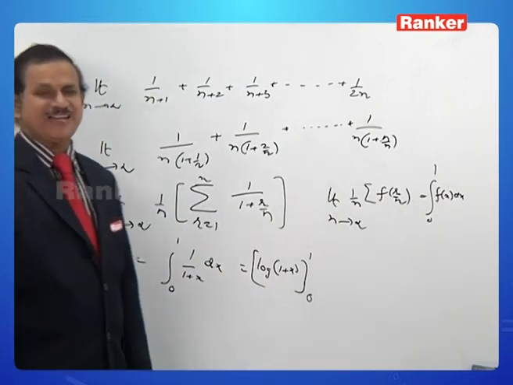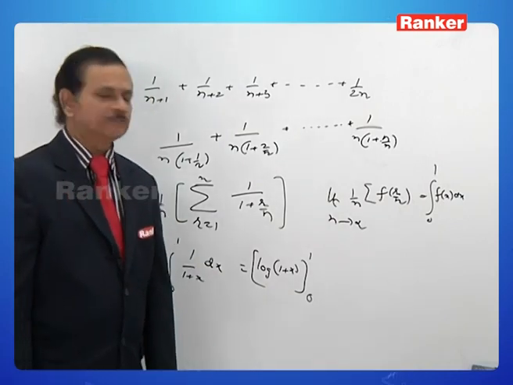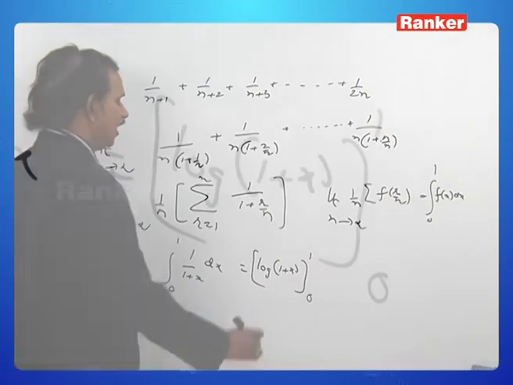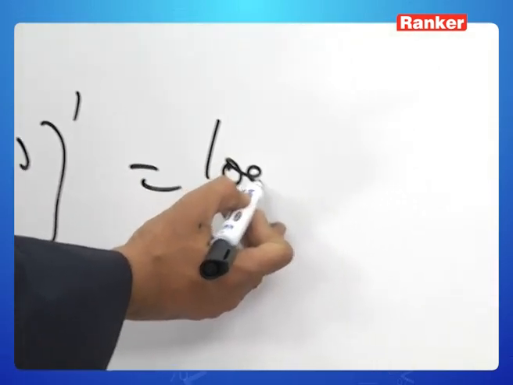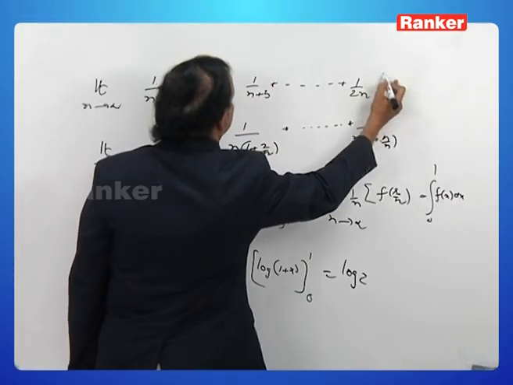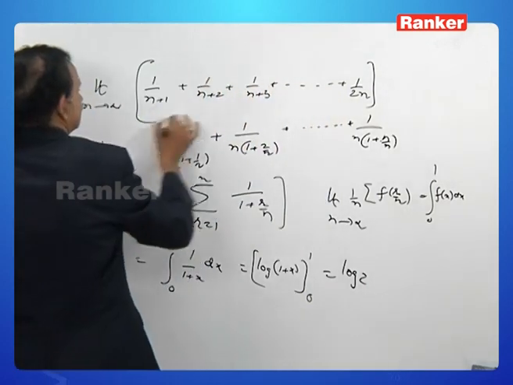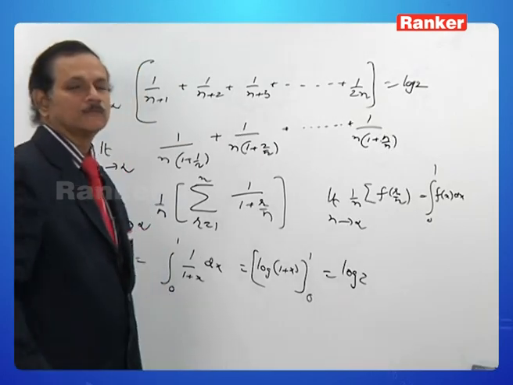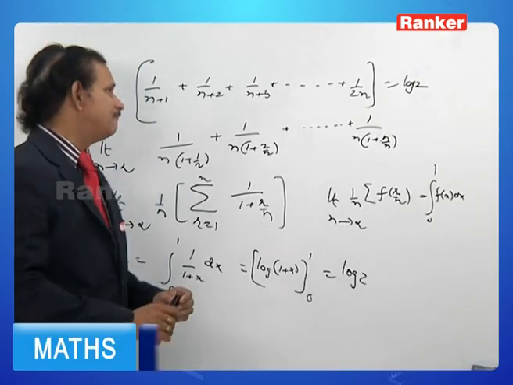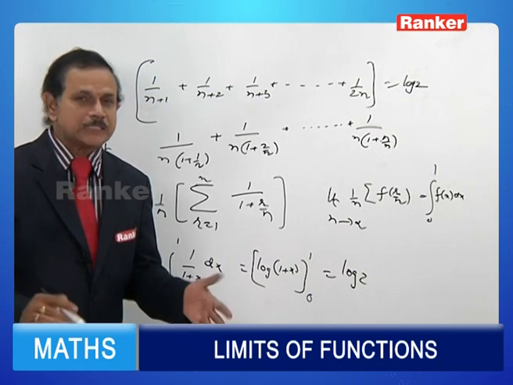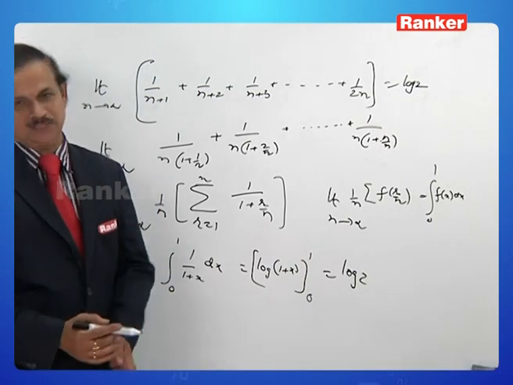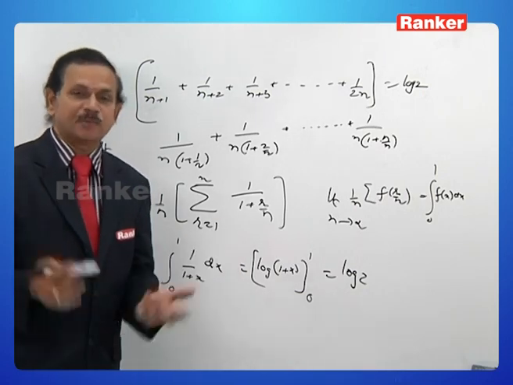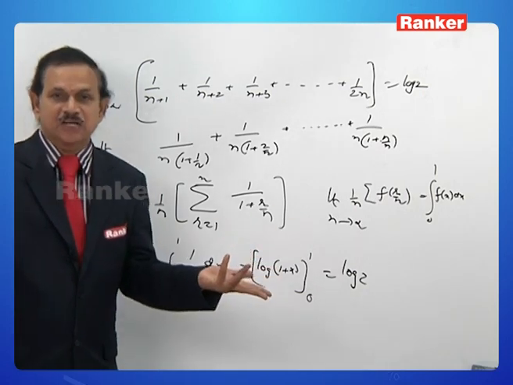Take 1 in the place of x, you get log 2. Take 0 in the place of x, you get log 1 as 0. So it is log 2 minus 0, hence it is log 2. Therefore, the entire answer for this question is log 2. We could have known a procedure. Let us think of its reusability. Can it be used again to solve a similar problem of this sort or not?